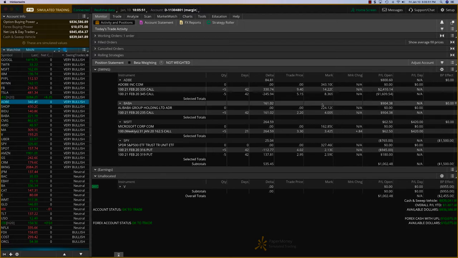So these are the first two trades, and we just opened Microsoft yesterday. And of course, the SPY is a credit spread where we've already booked about $400. So these are the trades.